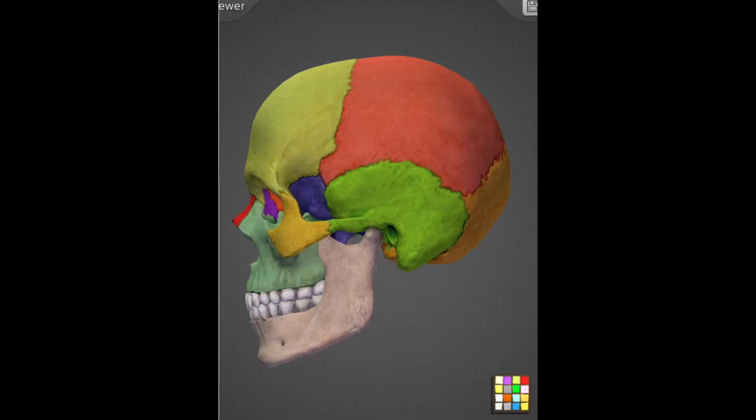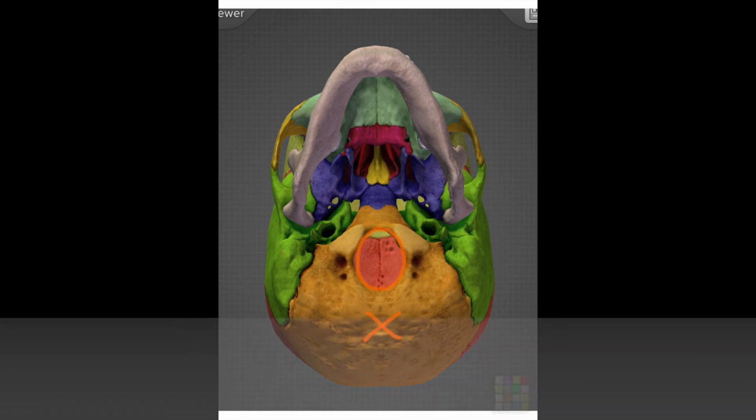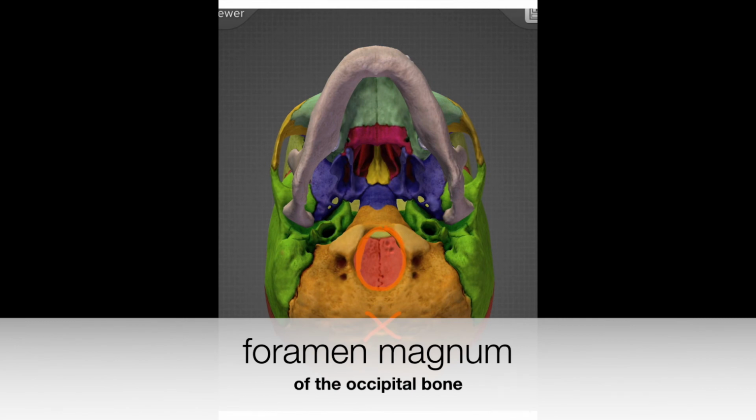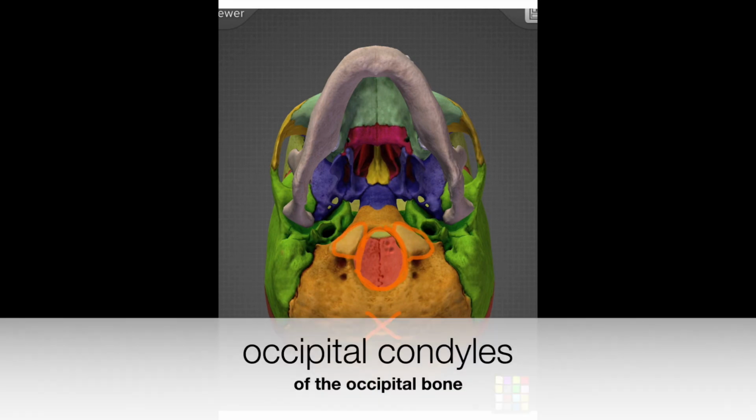So finally, we'll turn to a view of the inferior skull or skull base. We can see the major part of the occipital bone here, and it features this large hole, which is the foramen magnum, which is either Latin or Greek for big hole. Either side of the foramen magnum are the articular processes for the atlanto-occipital joint, the joint between the occipital bone and the first cervical vertebra, the atlas. And these are the occipital condyles.